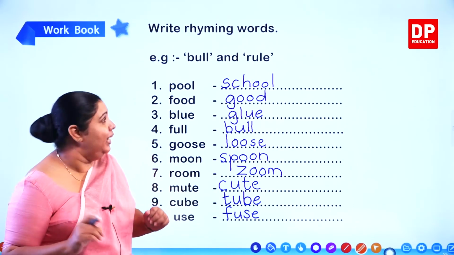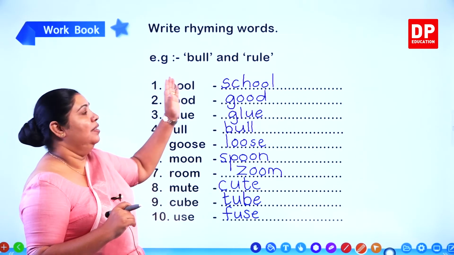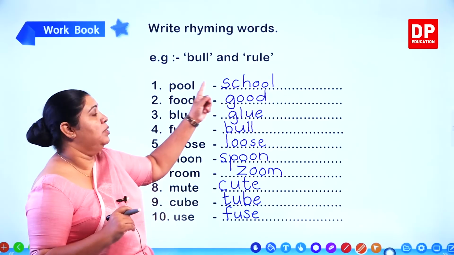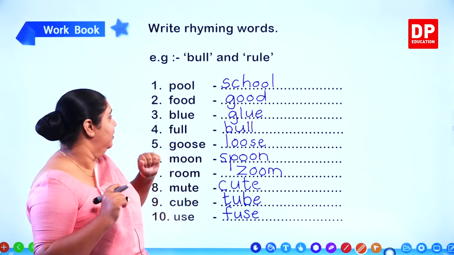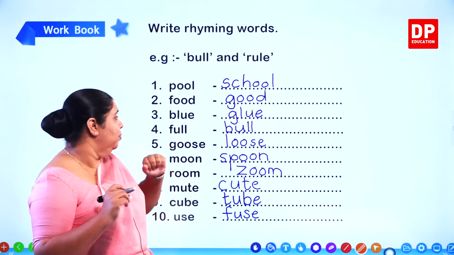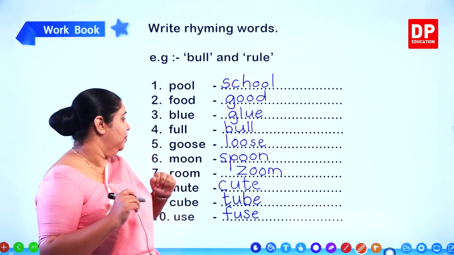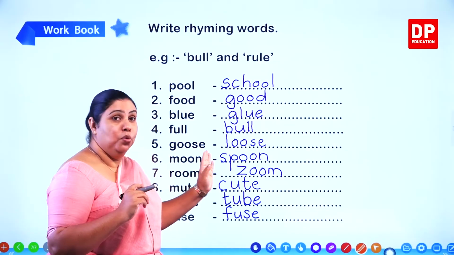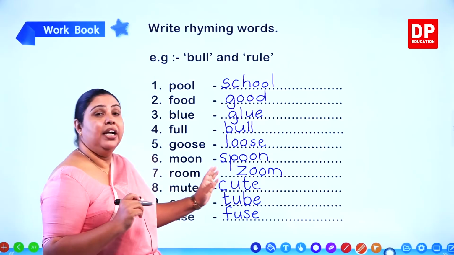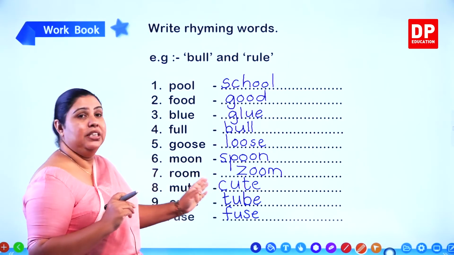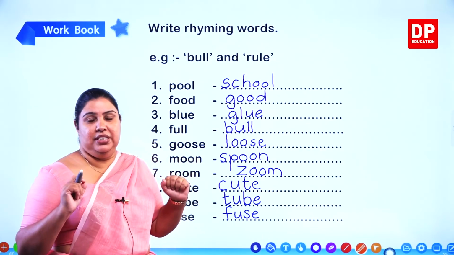Shall we read them once again? Bull, rule. Pool, school. Pool rhymes with school. They are the same sound. Food, good. Blue, glue. Full, bull. Goose, loose. Spoon, moon. Room, zoom. Mute, cute. Cube, tube. Use and fuse. Okay, they are rhyming words.